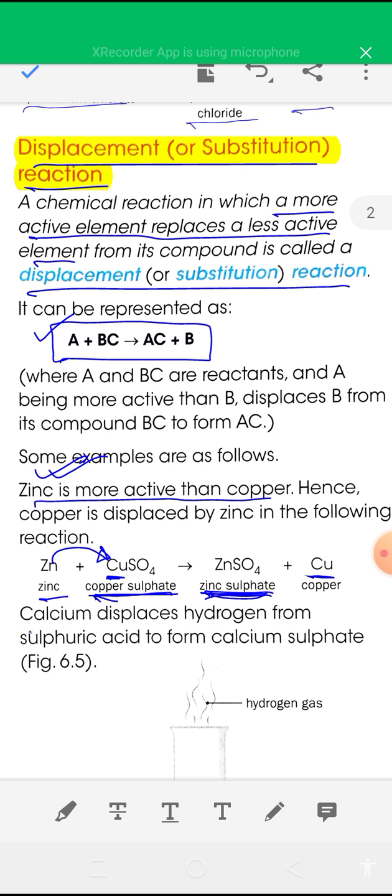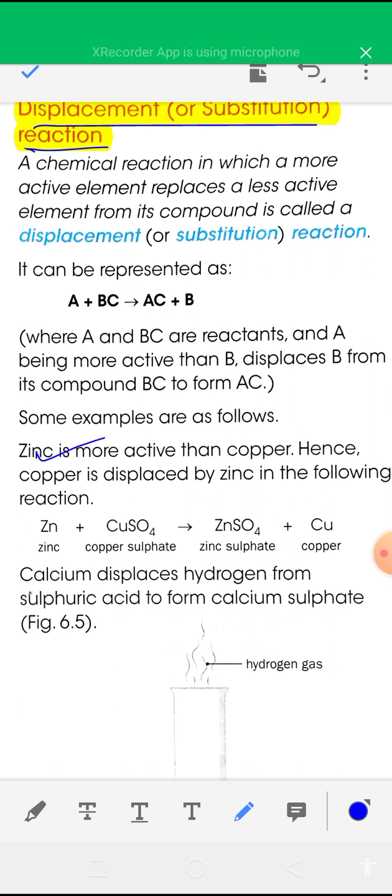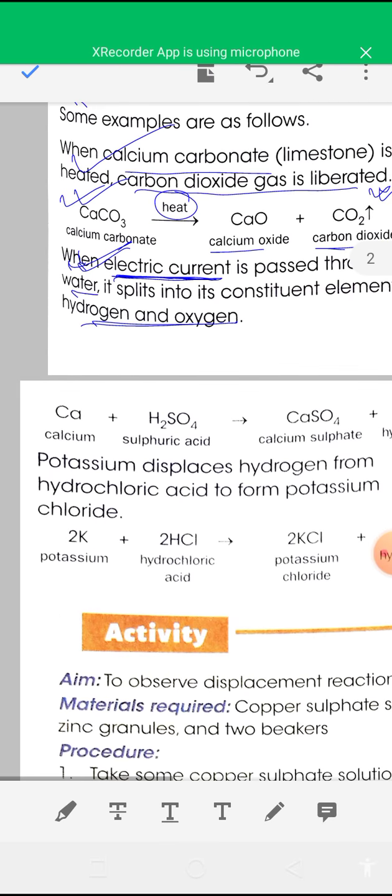So this is an example of a displacement or substitution reaction. Zinc is more active than copper, hence copper is displaced by zinc. In this reaction, the chemical equation is Zn plus CuSO4 gives ZnSO4 plus Cu. One more example, calcium.